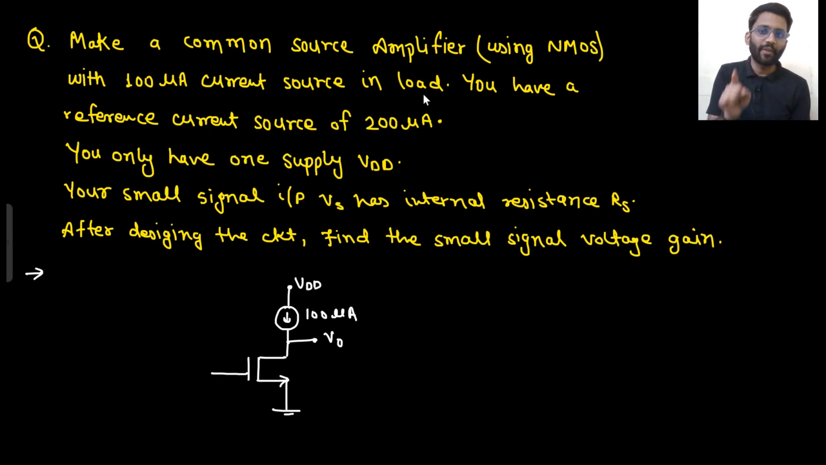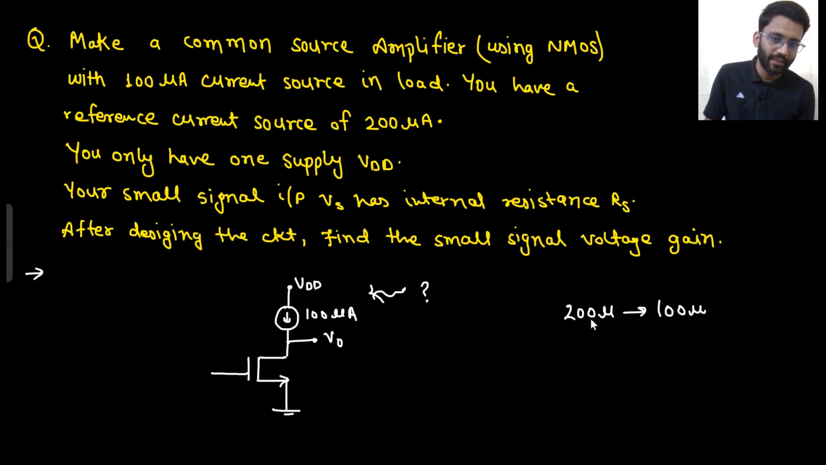Now this 100 microampere current source, from where you will be getting this? They are saying that you have a reference current source of 200 microampere. So from 200 microampere, you need to make 100 microampere. This is your task. Your task is to make this current source. How will you make from this 200 microampere current source? So that we will do. Okay.